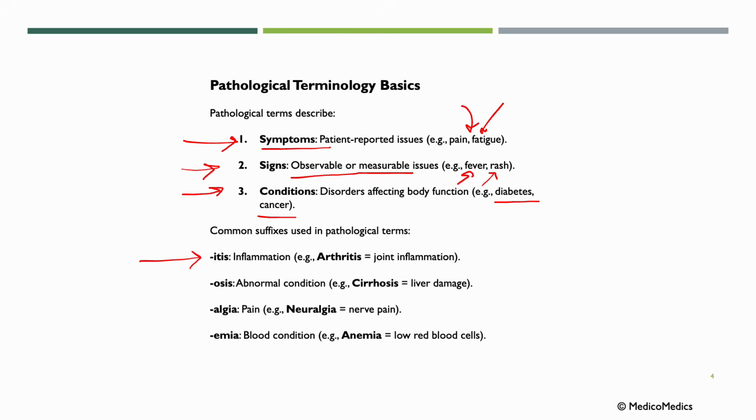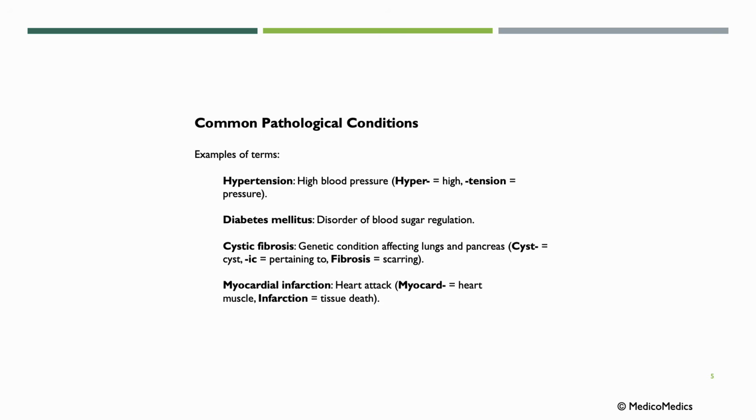We have itis, so inflammation, for example, arthritis. Osis, meaning abnormal condition, so, for example, cirrhosis, meaning liver damage. Algia, meaning pain, so neuralgia, nerve pain. Emia, blood condition, so anemia, meaning low red blood cells.